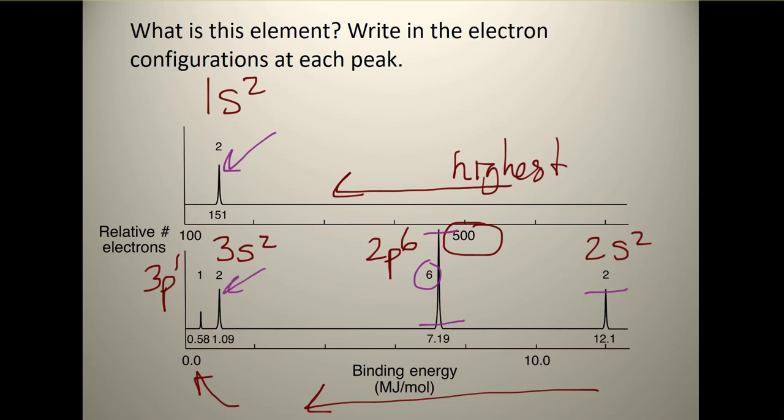You see that this one right here, directly below it, also has 2 electrons. And you see that this peak right here is really, really tiny. It's about half of that 2, so that would be 1 electron. What is this element? It's the element that ends in 3p1, and so this would be aluminum.